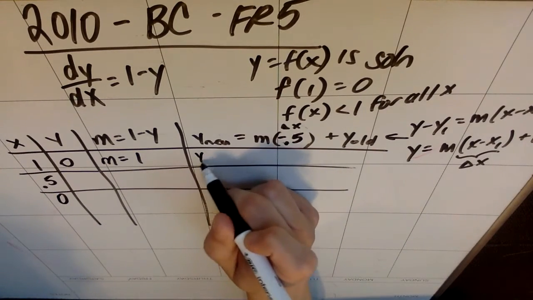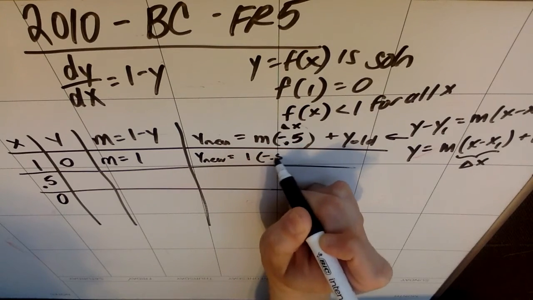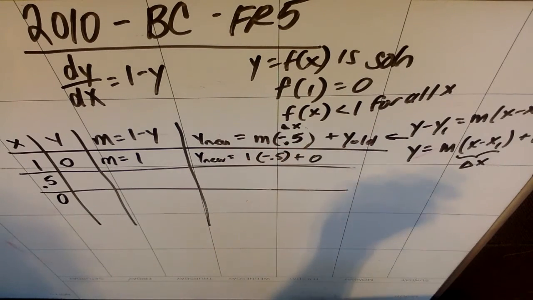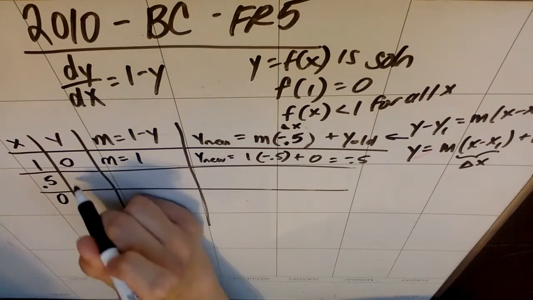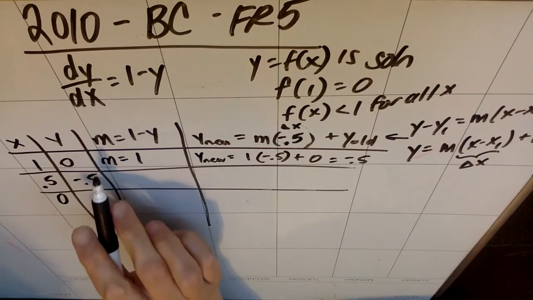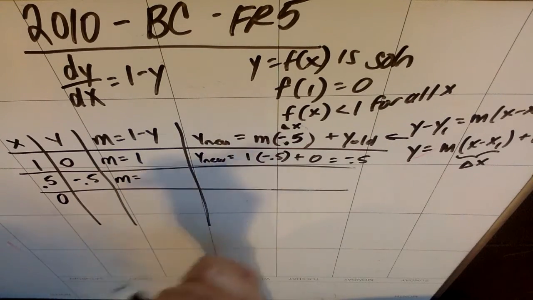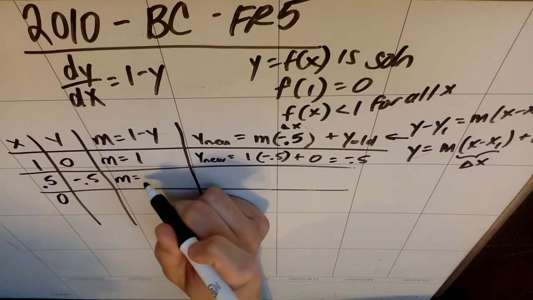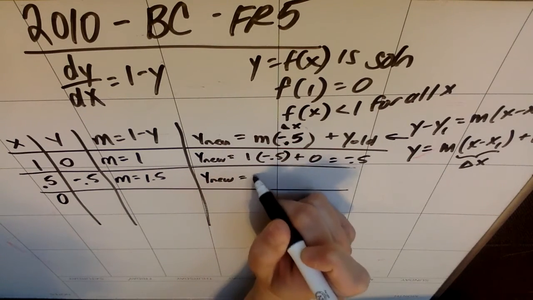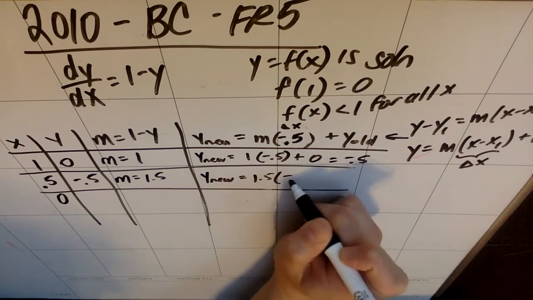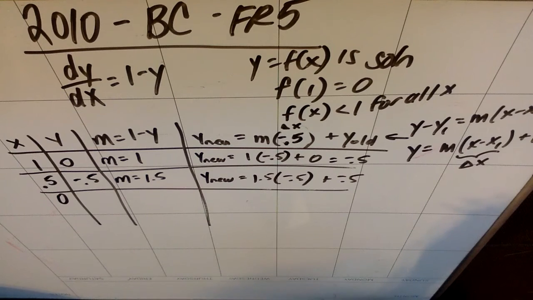So my new y, the new y that's going to get transferred to the next line, is my slope times the negative 0.5 plus the old y, which was 0. So I just get a negative 0.5. Negative 0.5 plus 0, so I put a negative 0.5 here. And then my slope is 1 minus a y, so that's 1 minus a negative 0.5, which would be a 1.5. And so my new y should be 1.5 times a negative 0.5 plus this negative 0.5.